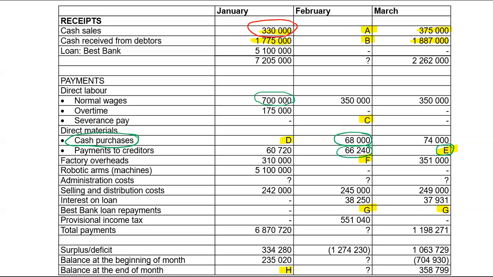Percentage-wise, that 68,000 rand will be 40%. But remember, 60% will be on credit, which is what we want. Because this 60% will be the one that is paid in February, but only 92% of it will be paid due to the discount. So we need credit purchases for February for us to calculate payment to creditors for March.